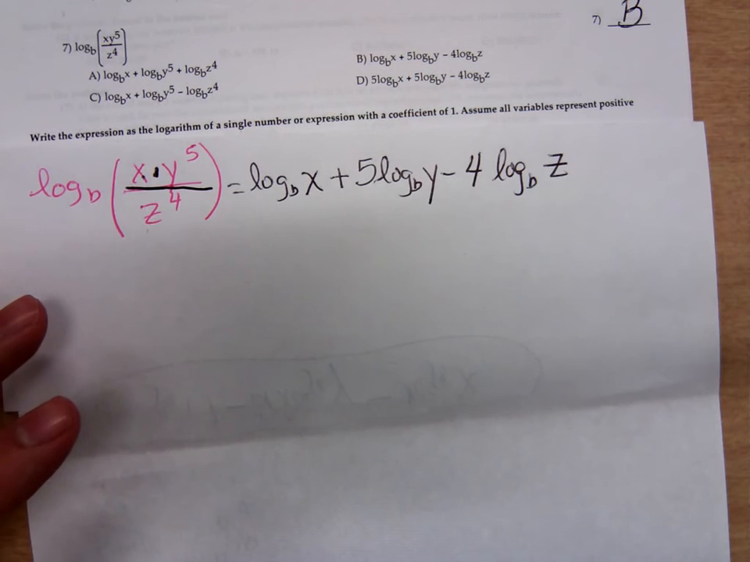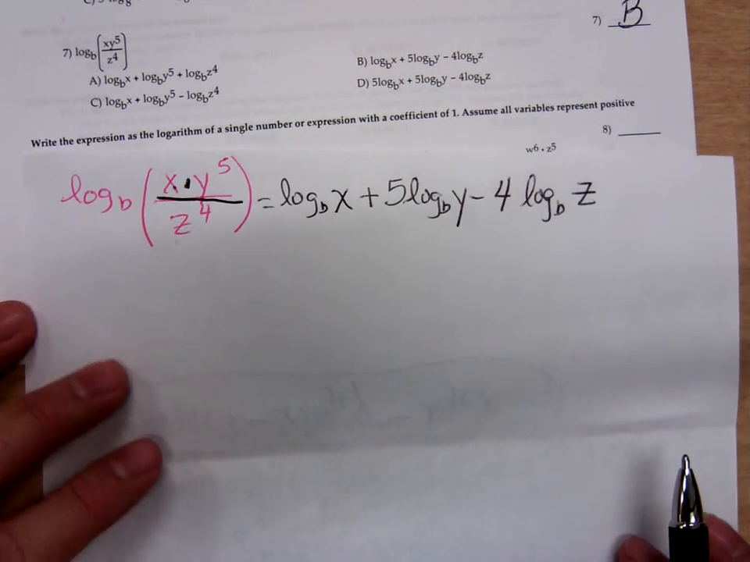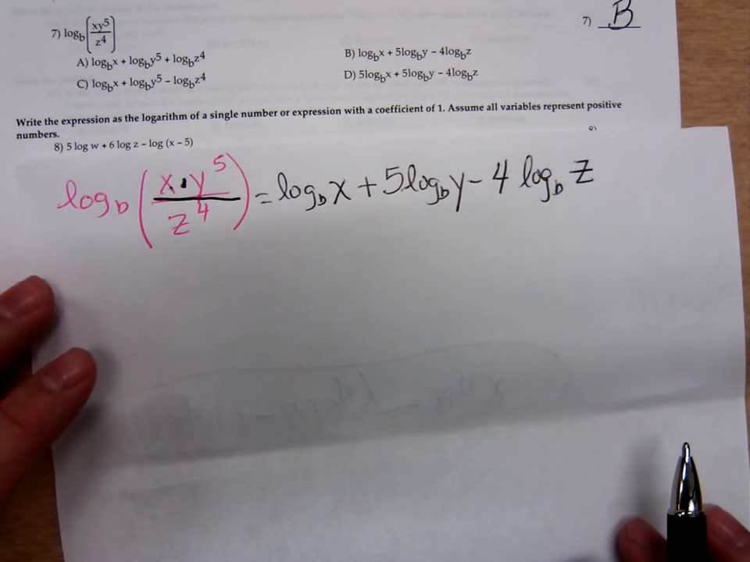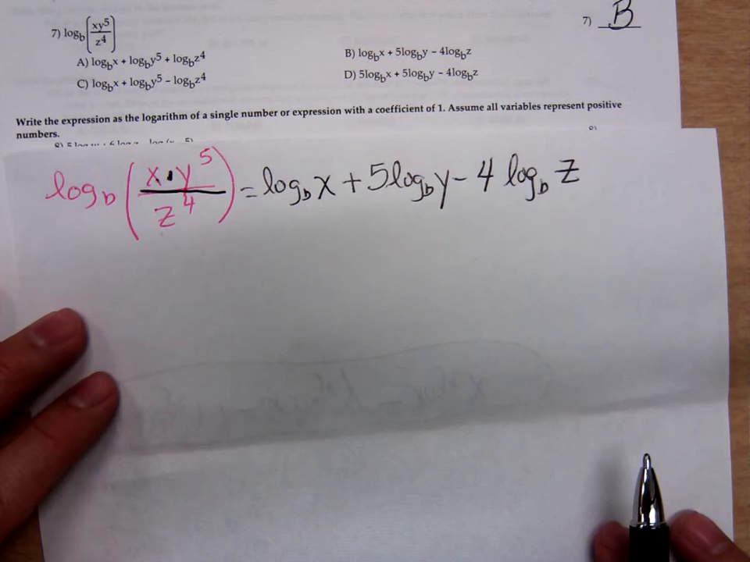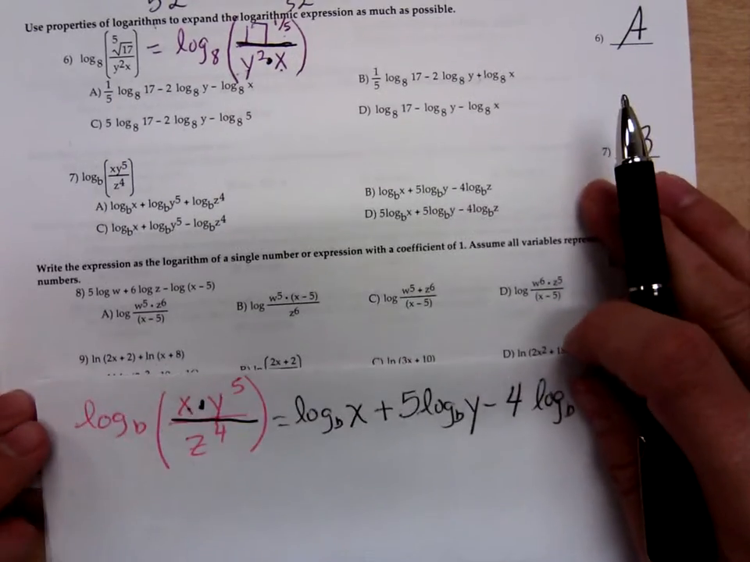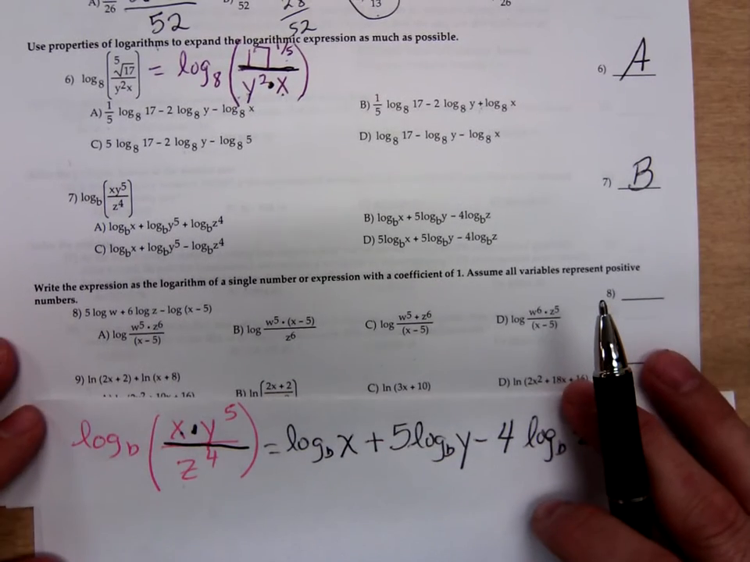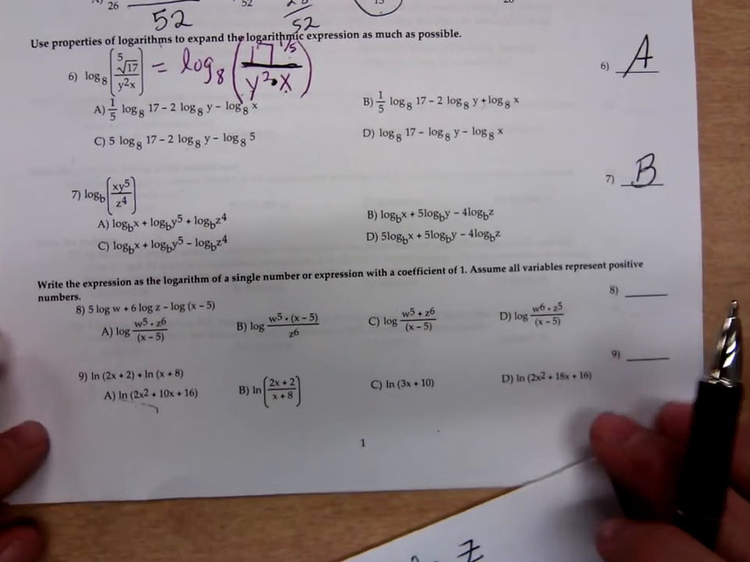Any questions there? And algebra in particular, you always do it one way, then you do it in reverse, which is what we're about to do. On problems 6 and 7, we were expanding logarithms. On 8 and 9, you're condensing logarithms.